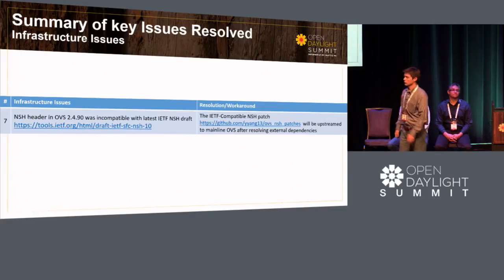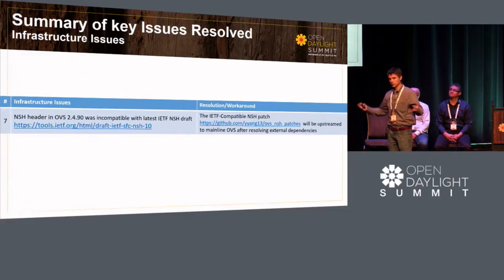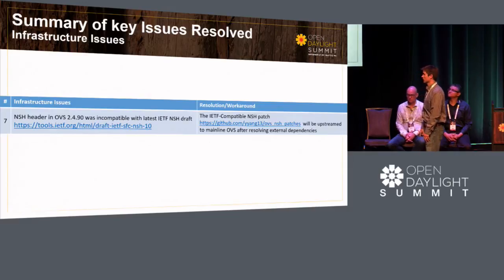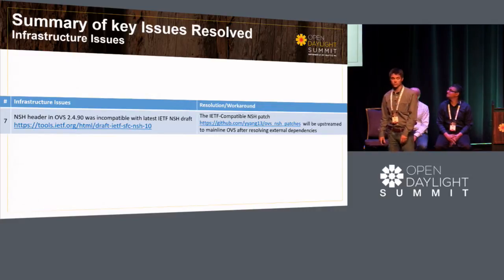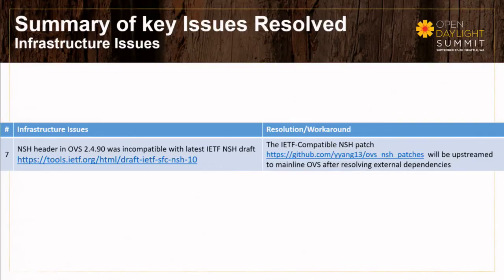Some infrastructure issues, so these are non-ODL, but from a solution standpoint, integration, these are some issues we ran into with NSH. The NSH header in OVS 2.4.9 was incompatible with the latest IETF draft. So we created some NSH patches that are available at that link from GitHub, and they'll be upstreamed to Gi-LAN OVS here shortly. Ideally.